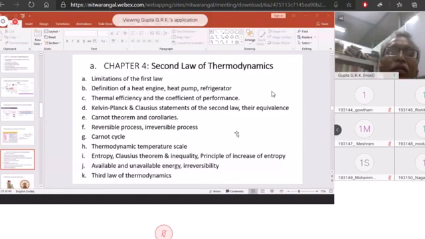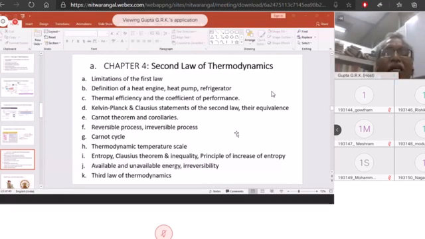There are two statements given, one by Kelvin and Planck, and another by Clausius. These statements look entirely different if you see them, but they are proved to be equivalent. That we will do later.